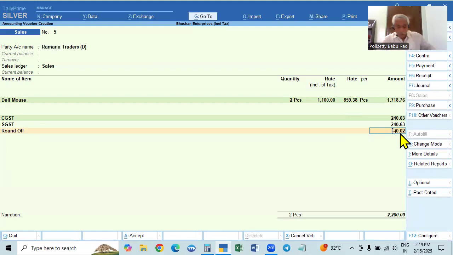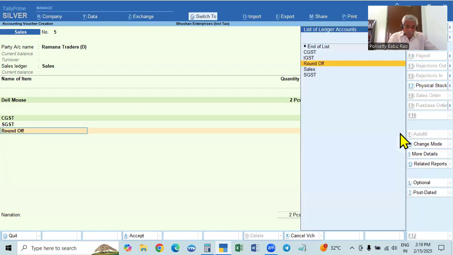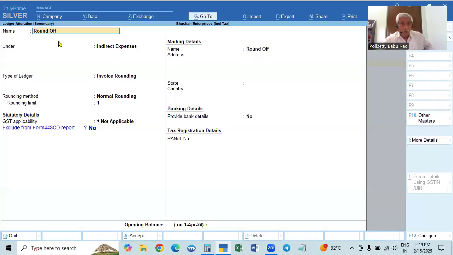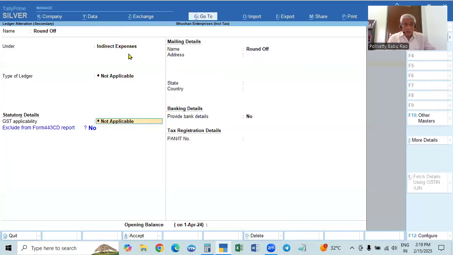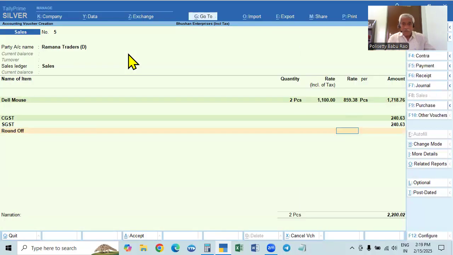That is why it is reduced, to make it automatic when you are creating the ledger. See, round off is an indirect expense. If it is taken as not applicable and you calculate, it is not rounding off. The paisa is there, 2 paisa. It will come here, enter again, and here 102 paisa is there.